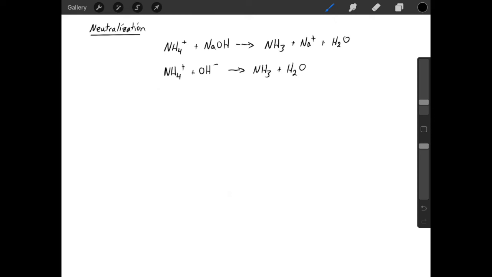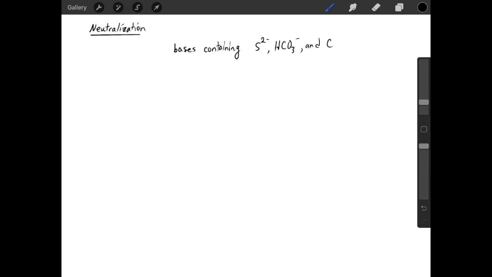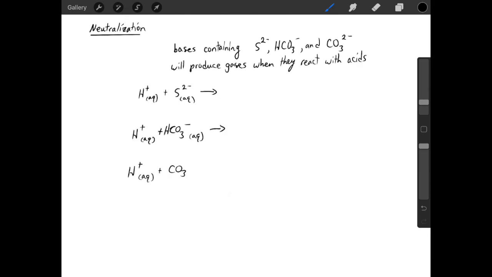And continuing on this trend of reactions not always giving you salt plus water, there are a number of different bases that will react with acids to produce a gas. And I'll show you a couple of examples now. In the examples on the screen, we've simplified everything to the net ionic equation level, where the acid is shown simply as H+, and the bases are shown as their anions.